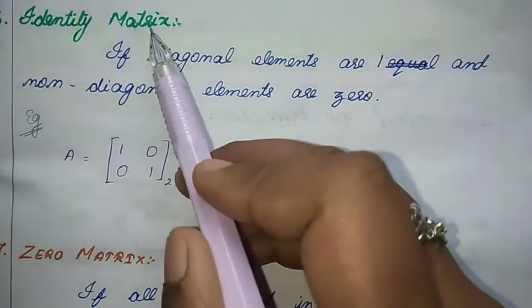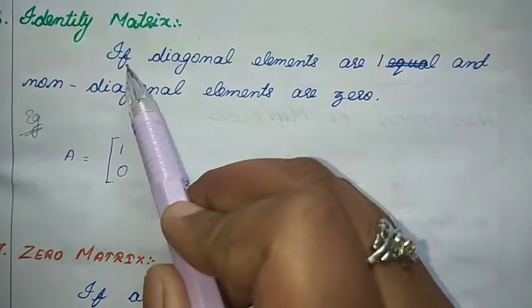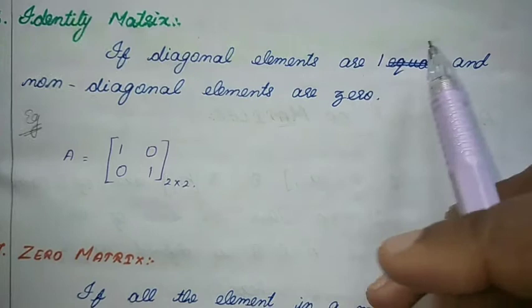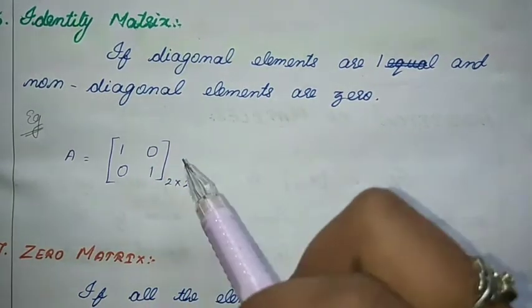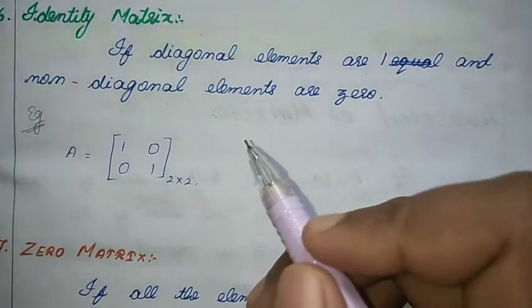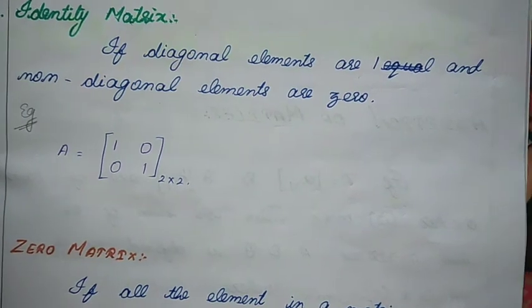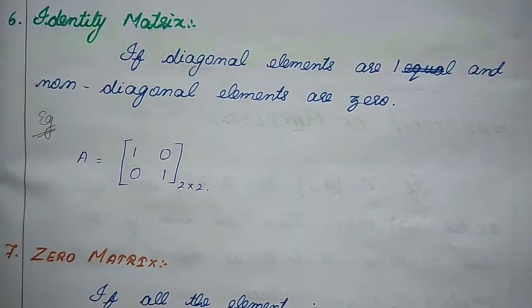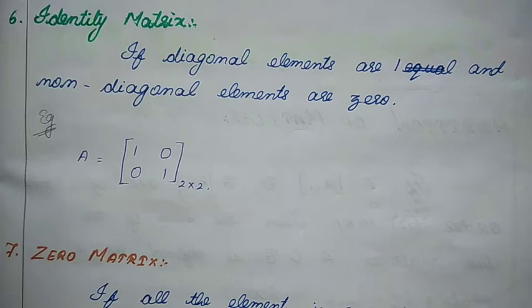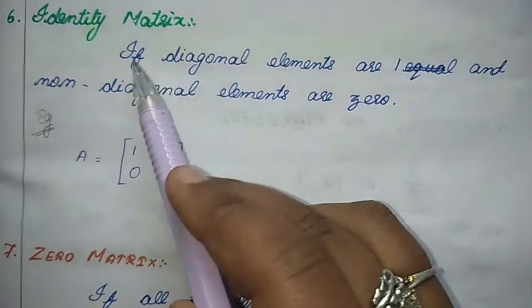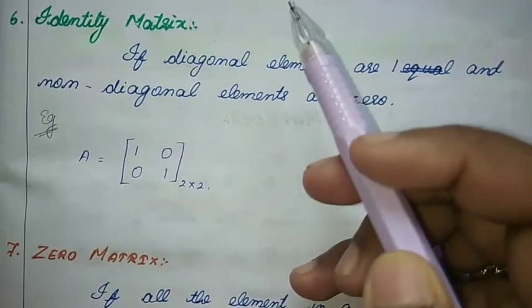The sixth type of matrix is the identity matrix. If diagonal elements are 1 and non-diagonal elements are 0, then it is called an identity matrix. This type of matrix is very, very important. Identity matrix, scalar matrix and square matrix are very, very important. You have to know them. So now once more I will just explain.